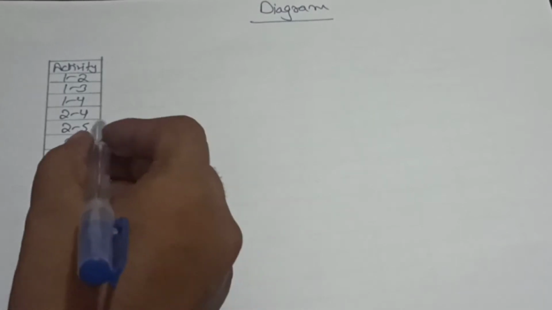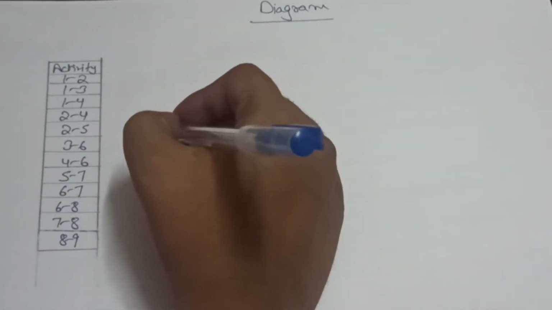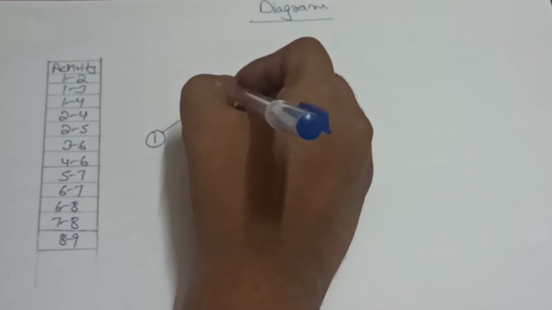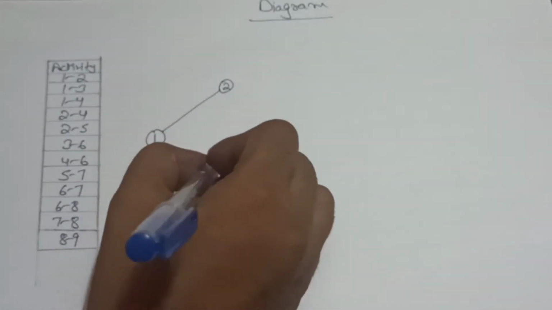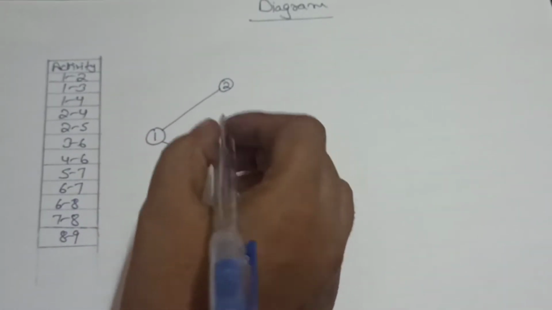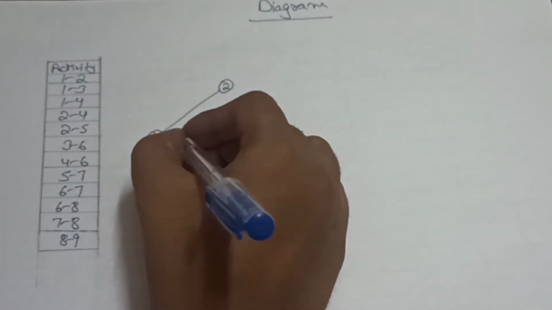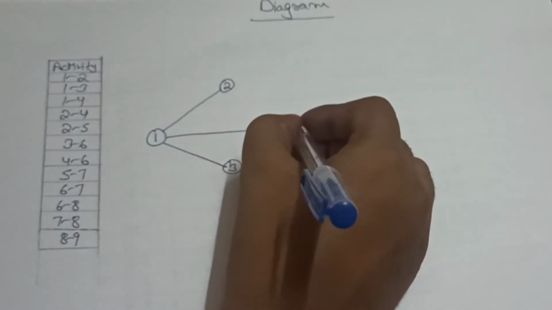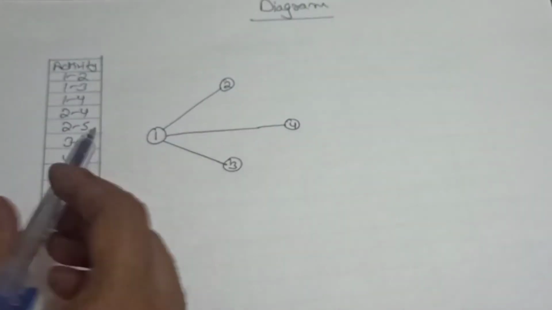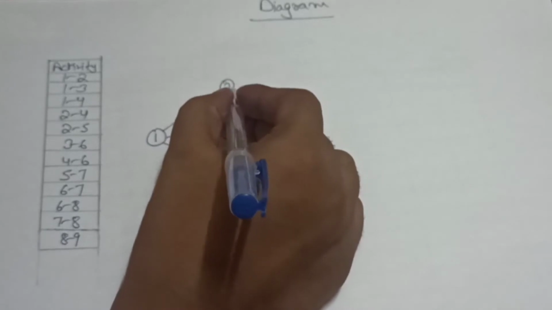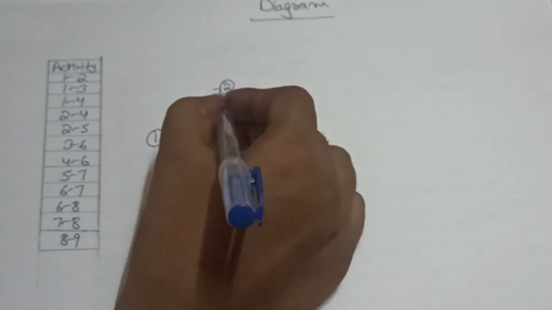So now we will make our diagram. We will start with this activity. This is our first activity 1 to 2 and then 1 to 3. So we will make our first node here. This is our first activity 1 to 2. This is 1 to 3. Now we will make 1 to 4. So this is the activity 1 to 4. After that 2 to 4. So we can draw the line like this.